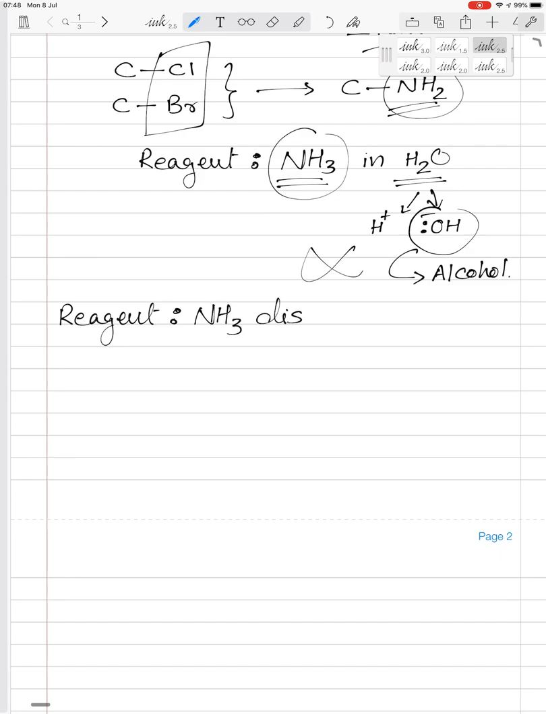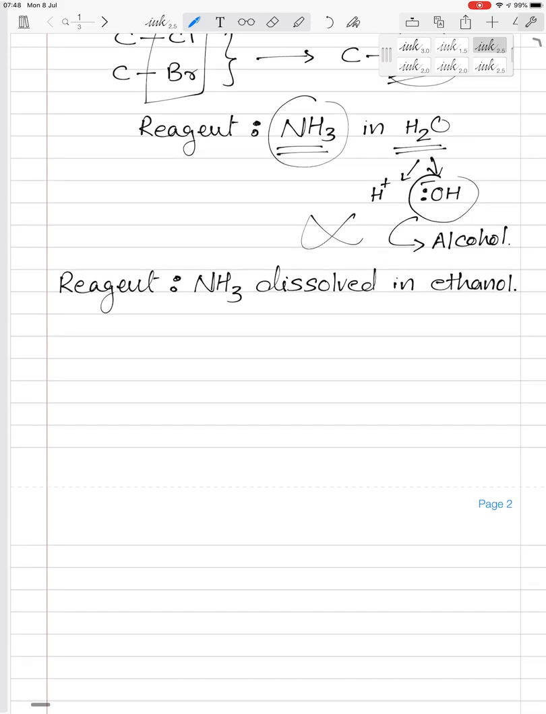So the reagent that you use is definitely ammonia, but that is dissolved in ethanol. You will come across many mechanisms at this level where, if you want a reagent to act as a nucleophile and you want to prevent OH from the water acting as a nucleophile, then it must be dissolved in ethanol. Okay, so make sure that you remember this very well, because this will be a key point in the mark scheme too.